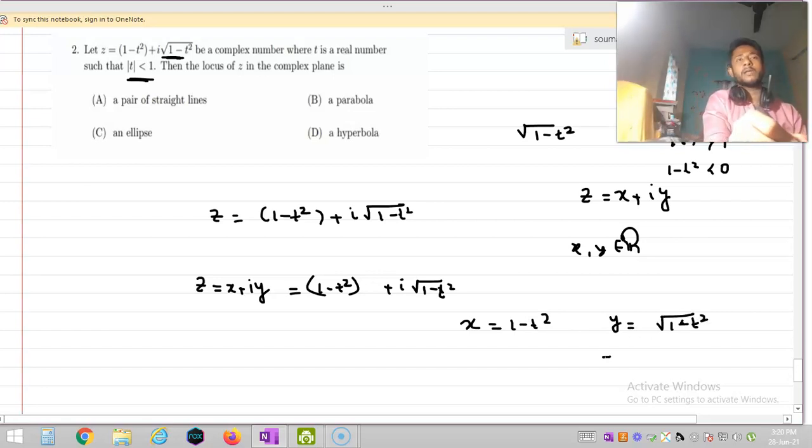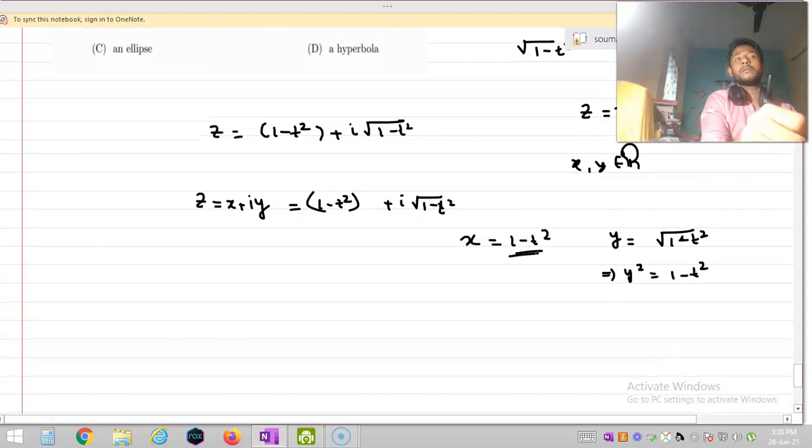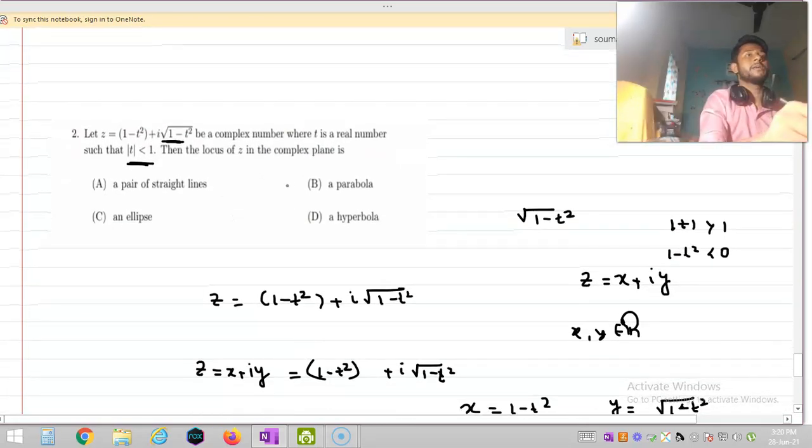Squaring both sides of y, I will get y square is equal to 1 minus t square. What is the value of 1 minus t square? The value of 1 minus t square is equal to x. So putting x in place of 1 minus t square, this is nothing but y square is equal to x, which represents a parabola in the Gaussian plane. So option B is our correct option. That's all about question number 2.